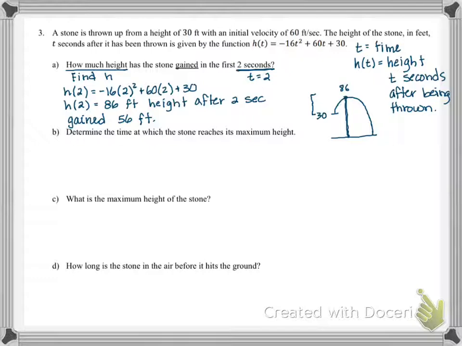Okay, so now we want to determine the time at which the stone reaches its maximum height. So I see determine the time, and that tells me to do what? Yep, find t. And then I read maximum, which tells me vertex. Find the vertex. Good. And the thing I'm trying to maximize is height, so I should use the height function. Yep.